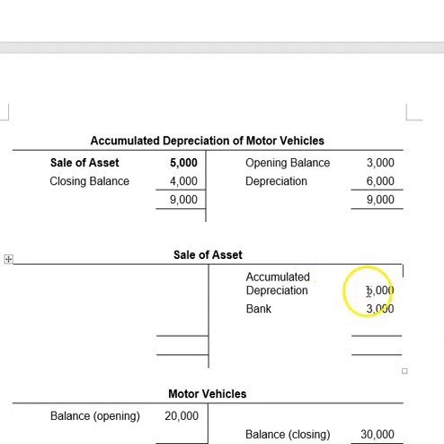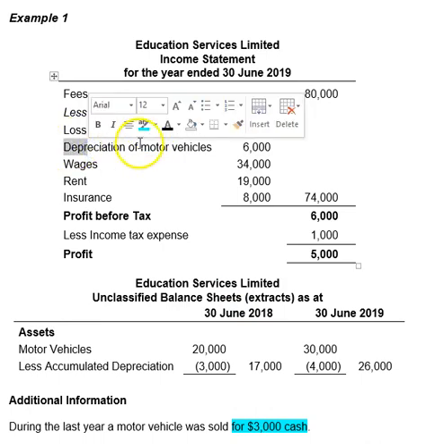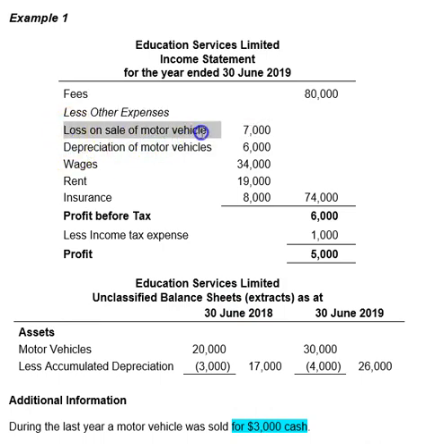So when we sell the motor vehicles, we need to close the accumulated depreciation of that particular motor vehicle. That's why we have to reduce 5,000 from accumulated depreciation, and this 5,000 we have to transfer to the sale of asset account under the credit side. Next, we will look at the loss on sale of assets, the loss on sale of motor vehicles.